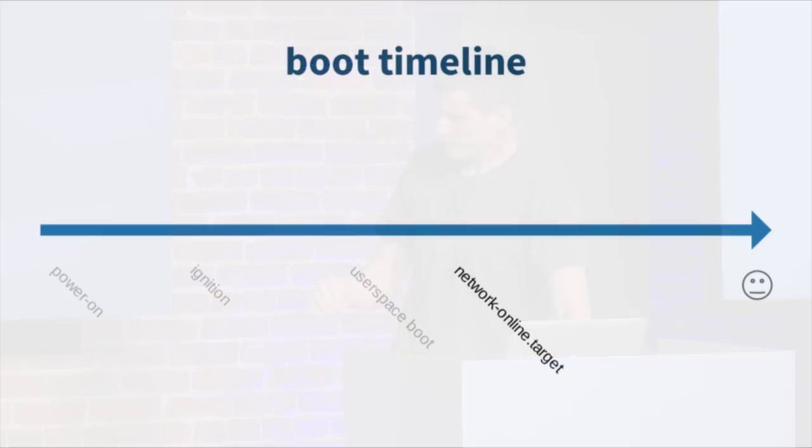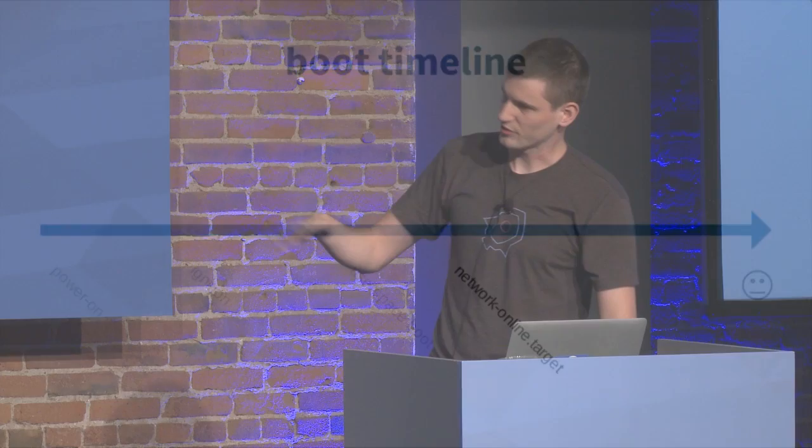We want to leverage this with ignition. Now, given this timeline, we no longer actually care about when the network comes up, so let's just go ahead and remove it from our boot timeline for now. So we have ignition at this point writing files to disk.